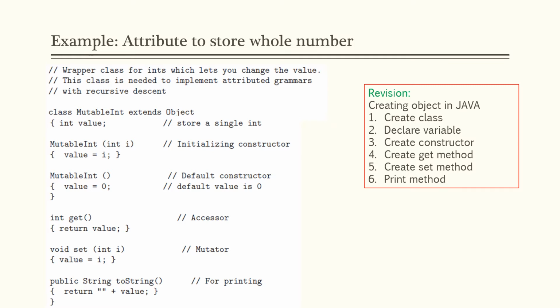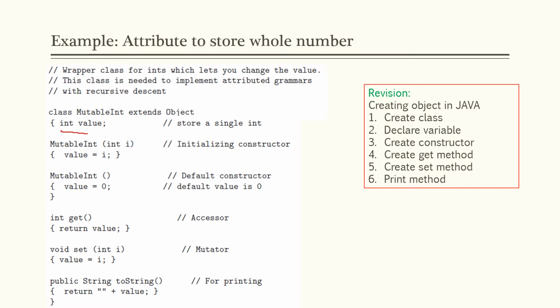So in Java, we have several steps to create an object. Just a normal way you create an object in Java. The steps are: you create a class and give it a class name. Then you declare a variable. In this case, it's a whole number, so they declare an integer value.